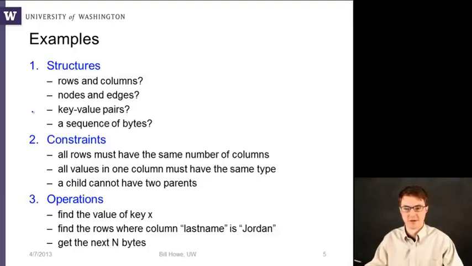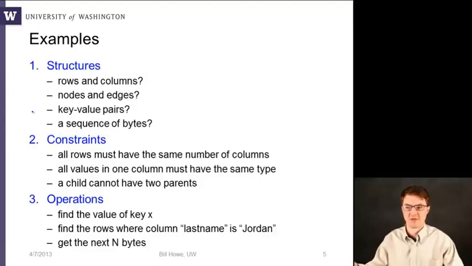Okay. And then the operations that are supported. Well, maybe you can look up the value given a key X. In these key value pair data models, that's one of the primary operations, is if I give you the key, you give me back the value. For a tabular data model, you might say, well, find me all the rows where a particular column has a particular value.